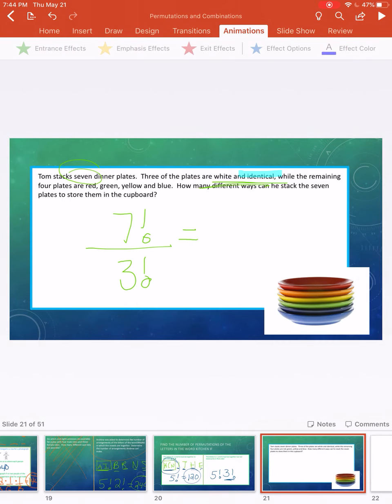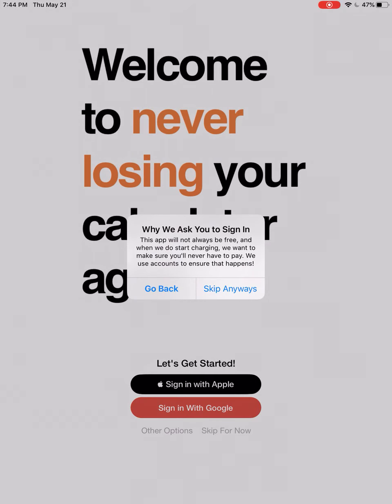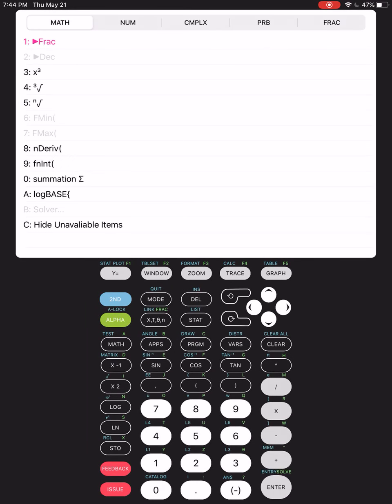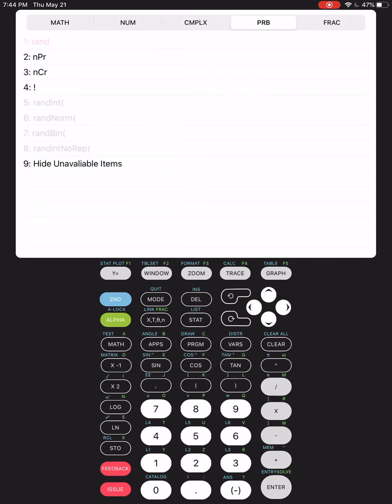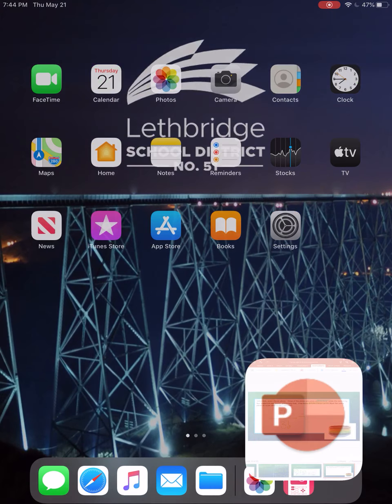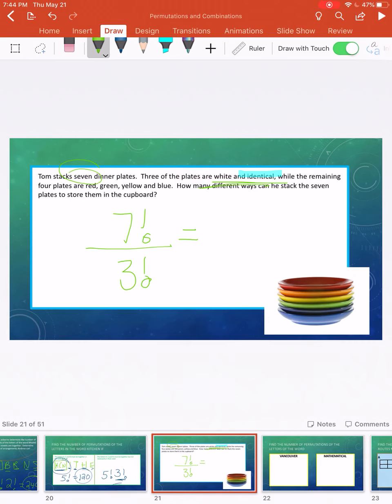And now I'll type this in my calculator. So I'm going to type 7 factorial divided by 3 factorial. Okay, so I end up with 840 as my answer. Oh dear, that moved around. Let me grab that. 840, yay.